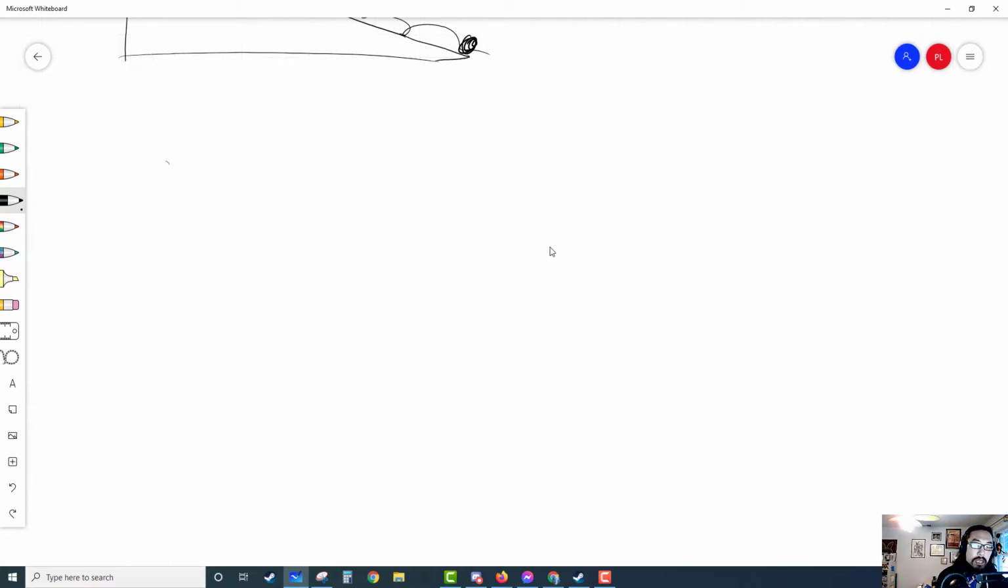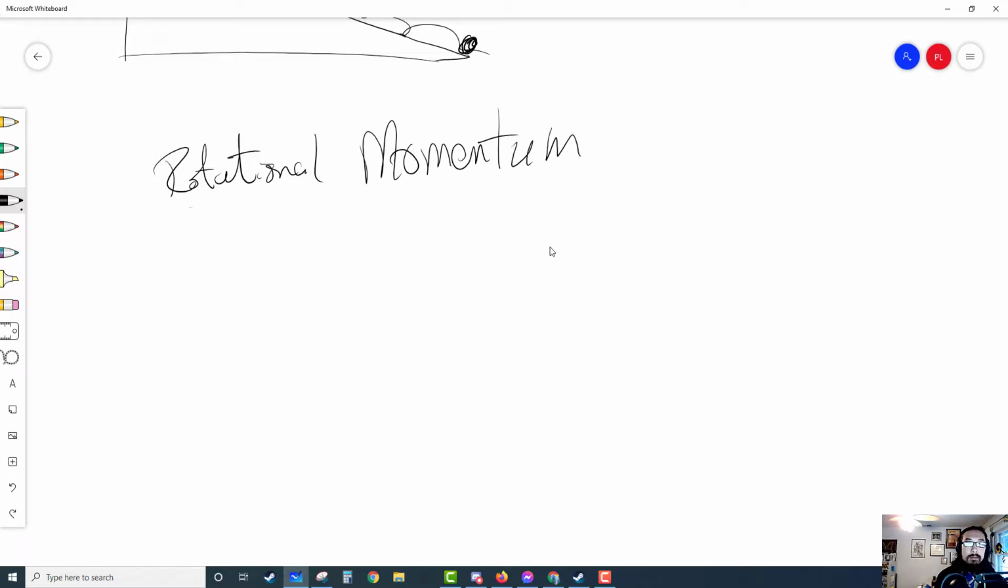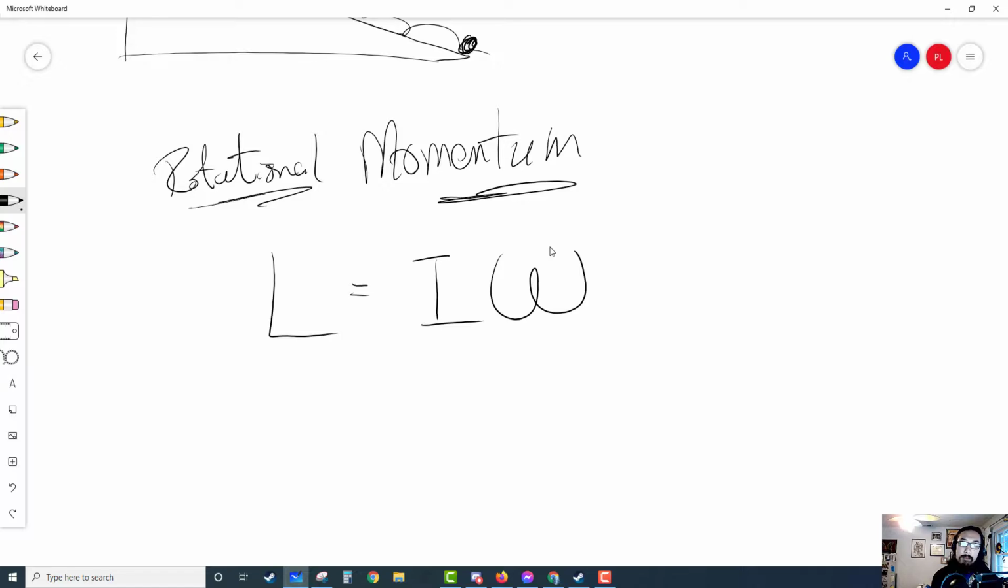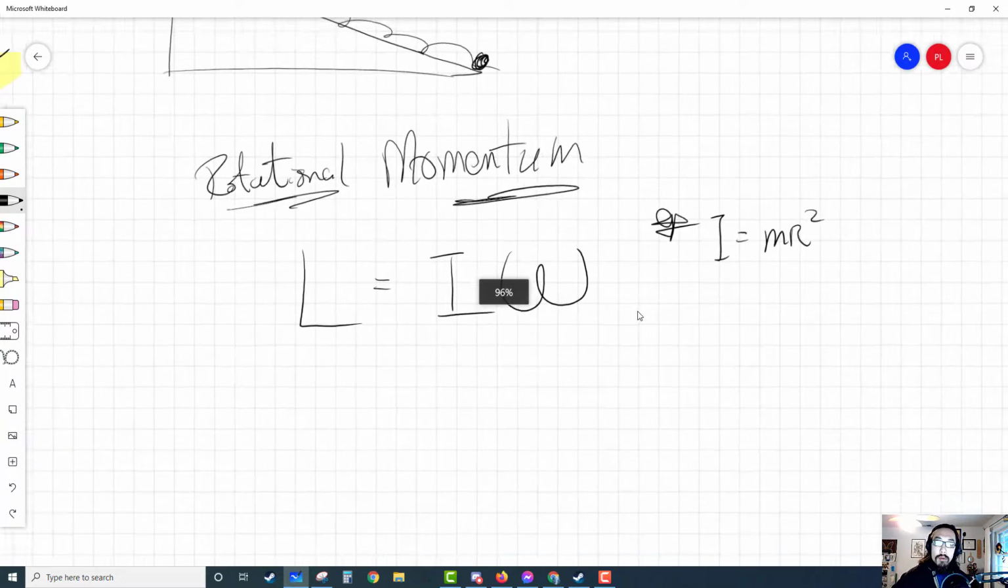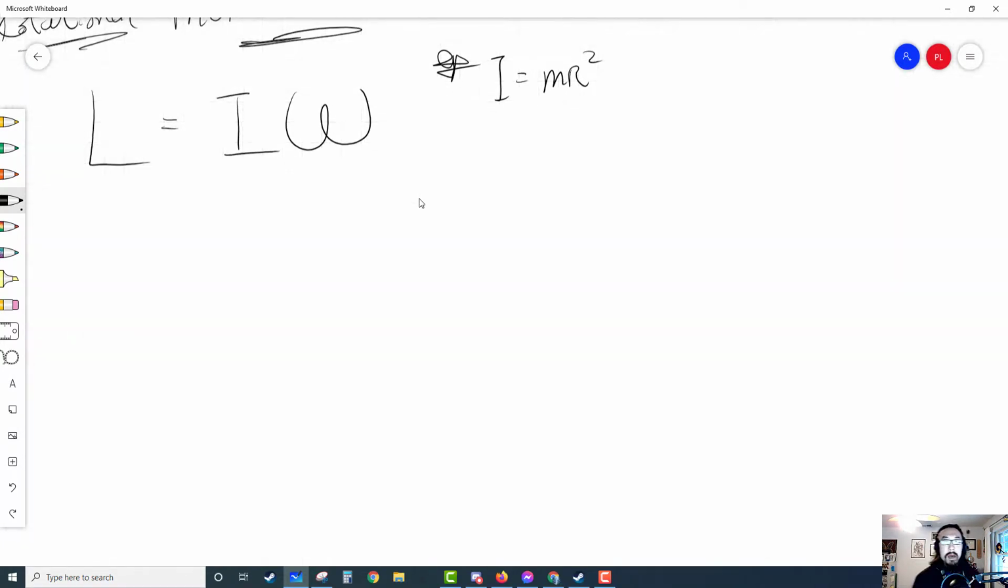The last one is rotational momentum. Rotational momentum, and that's with capital L. L is equal to I omega. Very important. Okay, I omega. Now this has a little star, a little asterisk, knowing that I is based off the mass and the radius squared. All right. So the classic problem that you will be given usually is the idea behind an ice skater, right?